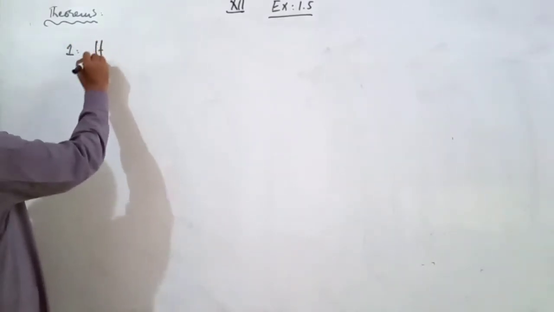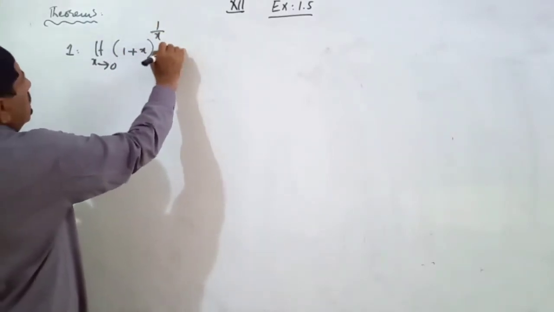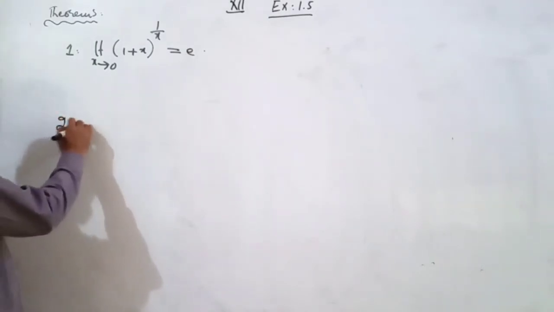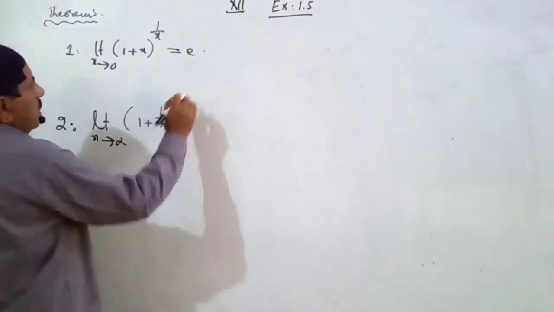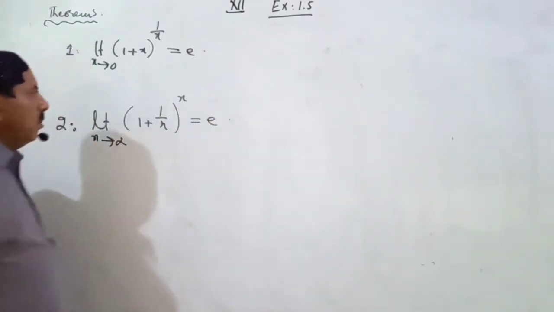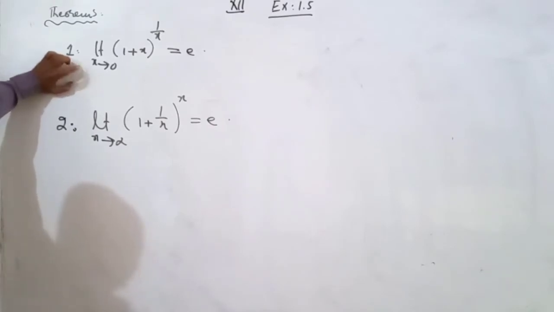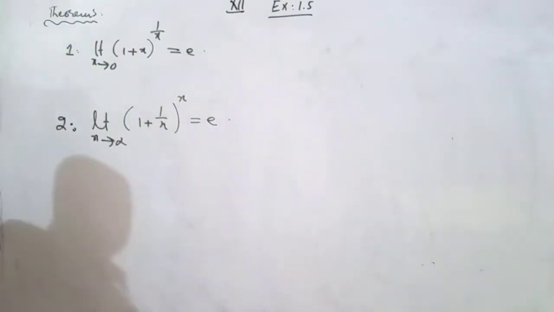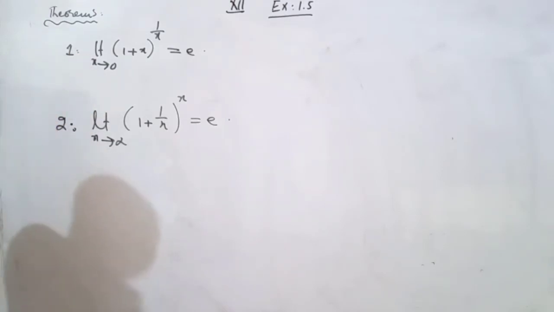Theorem. First theorem is limit x tends to 0, (1 plus x) power 1 upon x is equal to e. Number 2 is limit x tends to infinity, (1 plus 1 upon x) power x is equal to also e. Remember these two items. The application of limit will be applied over the exercise 1.5. So now, with the help of these theorems, we will solve the problems of 1.5.